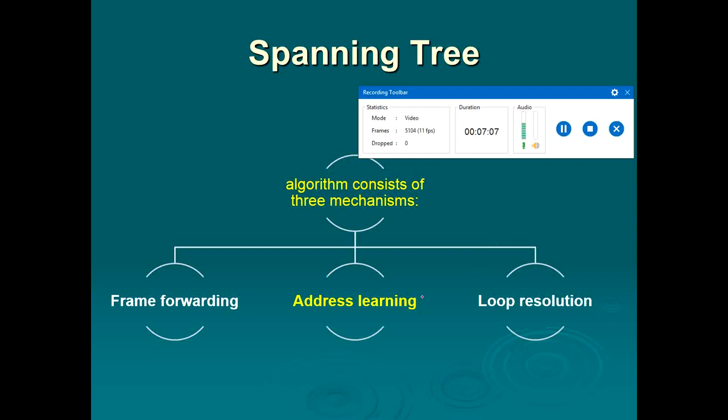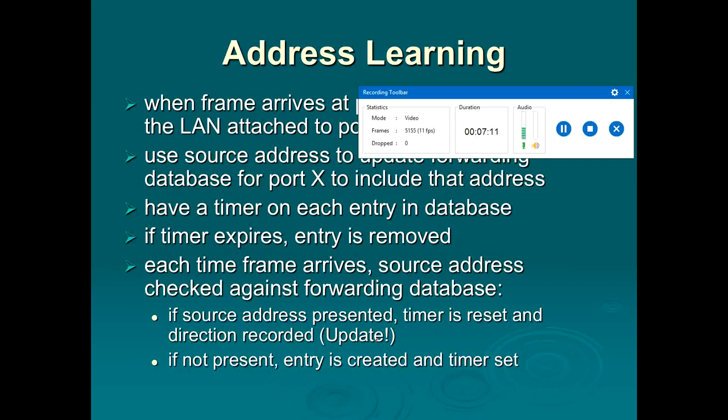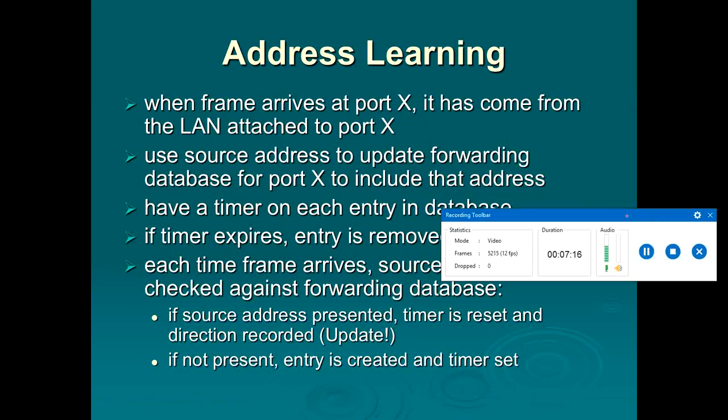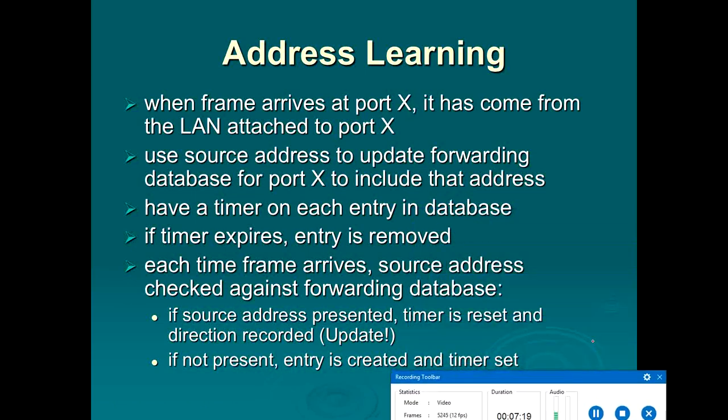Now next we talk about the next phase of the spanning tree algorithm, which is address learning. So how does it learn the address? Let's understand how a bridge learns the addresses. When a frame arrives on a particular port, for example, let's assume that a frame arrives on port X. It has come from the LAN attached to port X. So clearly it has arrived from the direction of the incoming LAN.